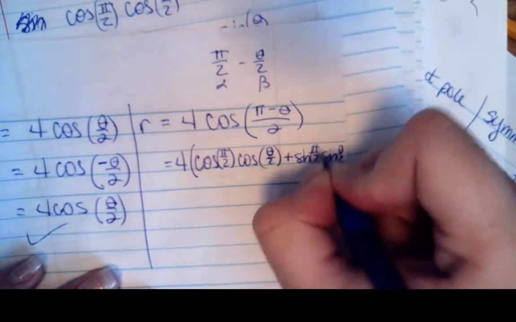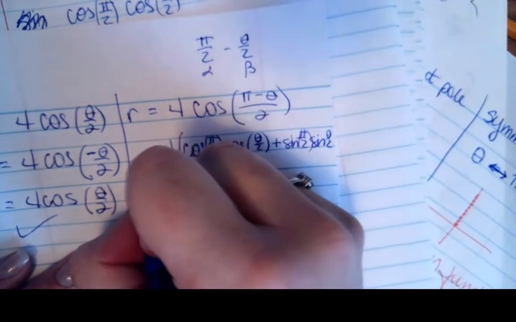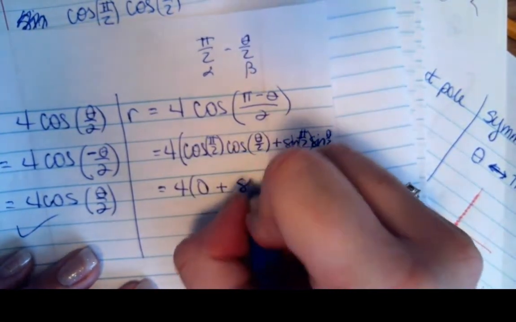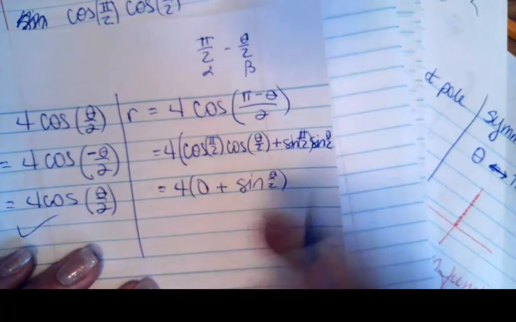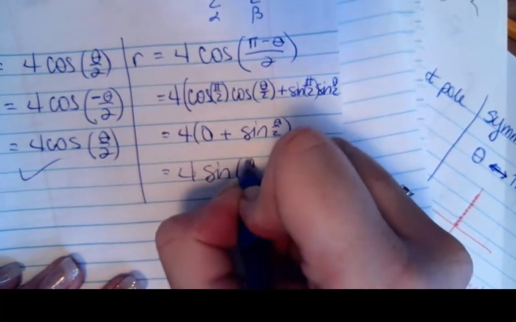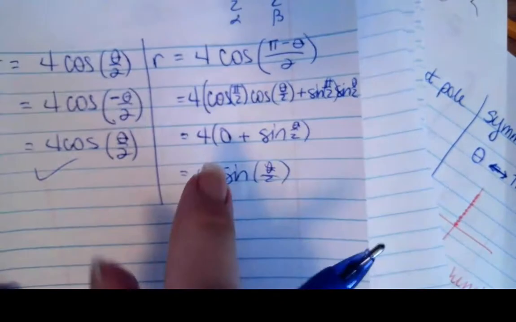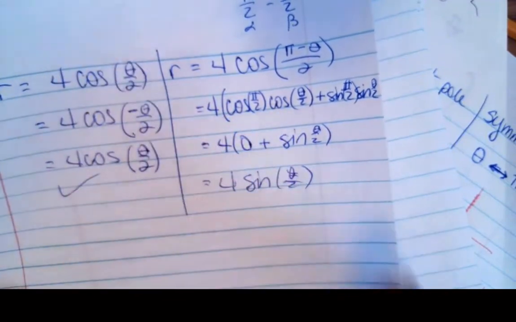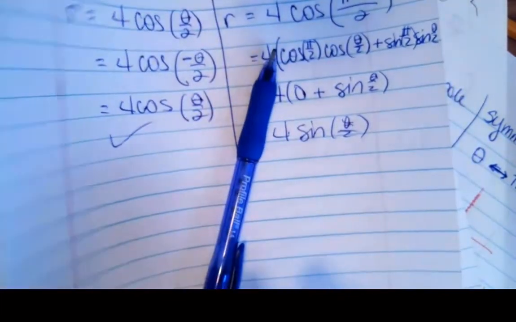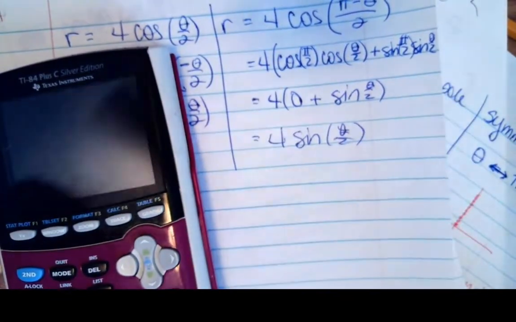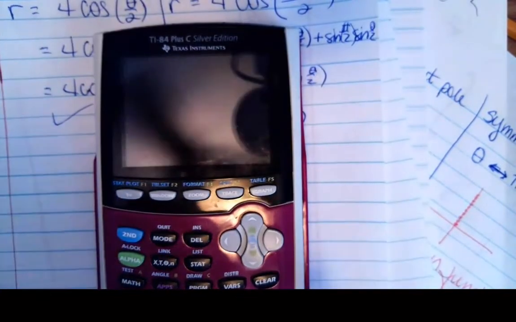Cosine of pi over 2 is 0. So I've got 0 plus the sine of pi over 2, which is 1. So I've got the sine of theta over 2. So I get 4 sine theta over 2. So it is not symmetric. When I substitute in, I do not get this back. So it's not symmetric about the line theta equals pi over 2.